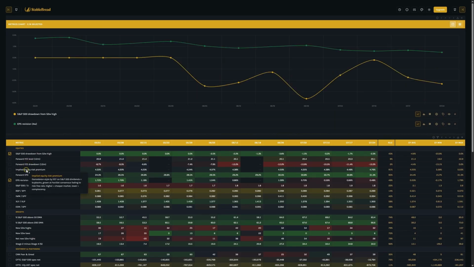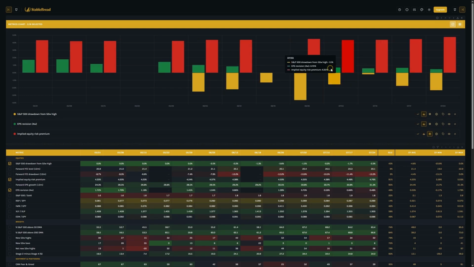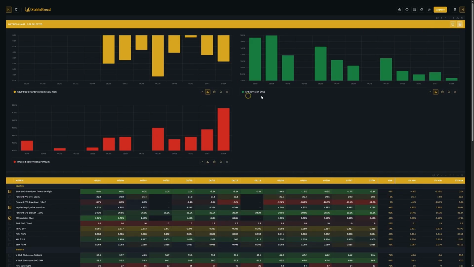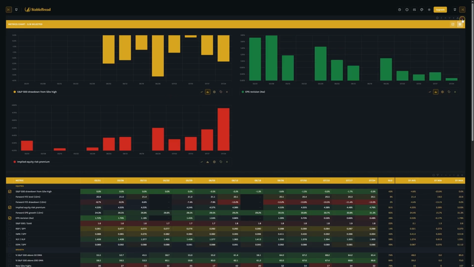You can plot multiple over the same chart, plot bar charts, plot them as a stacked bar. You can plot them on a separate axis. And like the other panels, you can export these as well if you like. You can also tag the data, show the 5-year average, min and max. So it's a pretty customizable tool, and this is all based on the data from the metrics table.